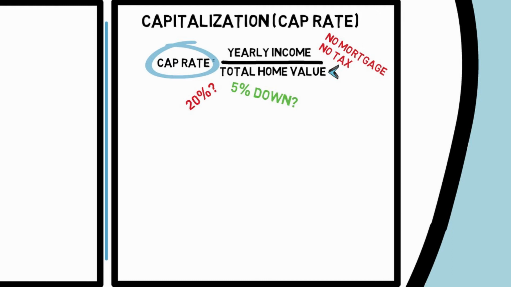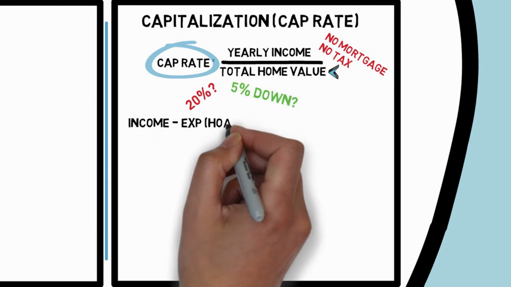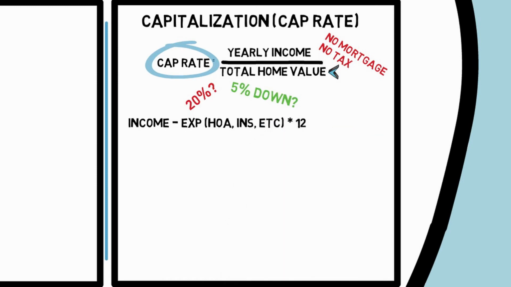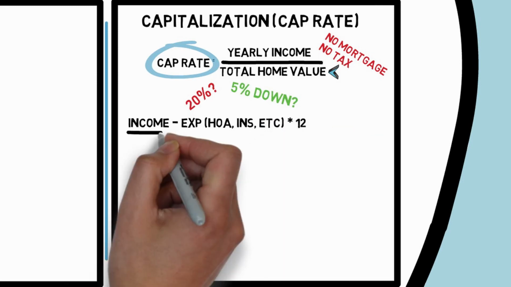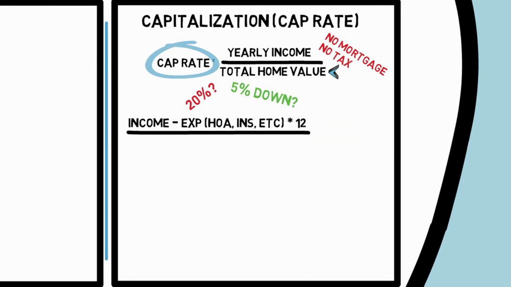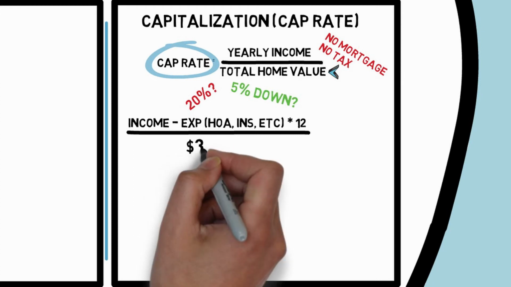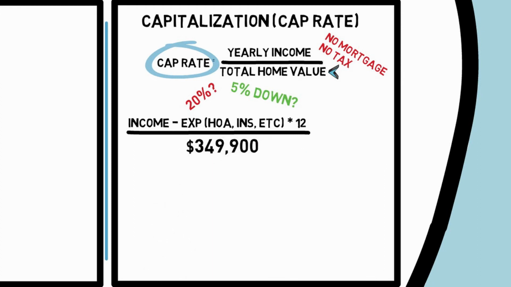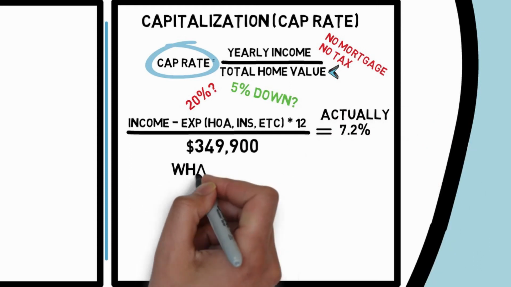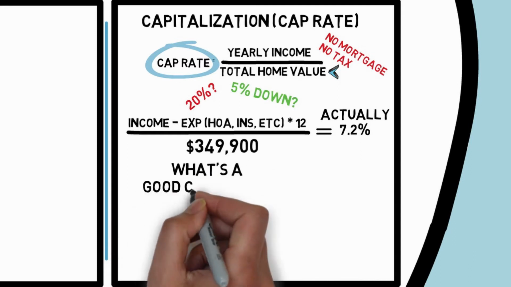In this case, you would take the income obtained from the rent, subtract the HOA fees, the insurance, and general expenses, and divide that by the total value of the property, which is $350,000. Now, this will give you an 8.3% capitalization rate. Okay, great, 8.3%. So what does this mean?